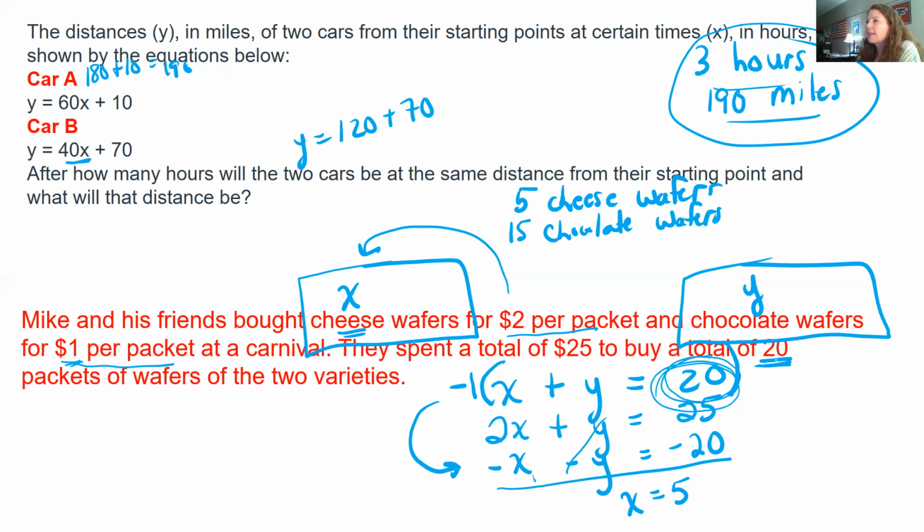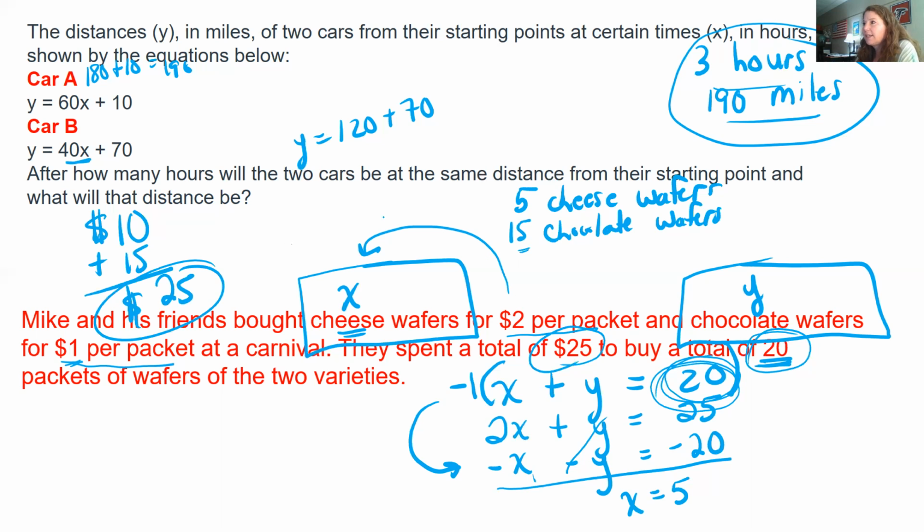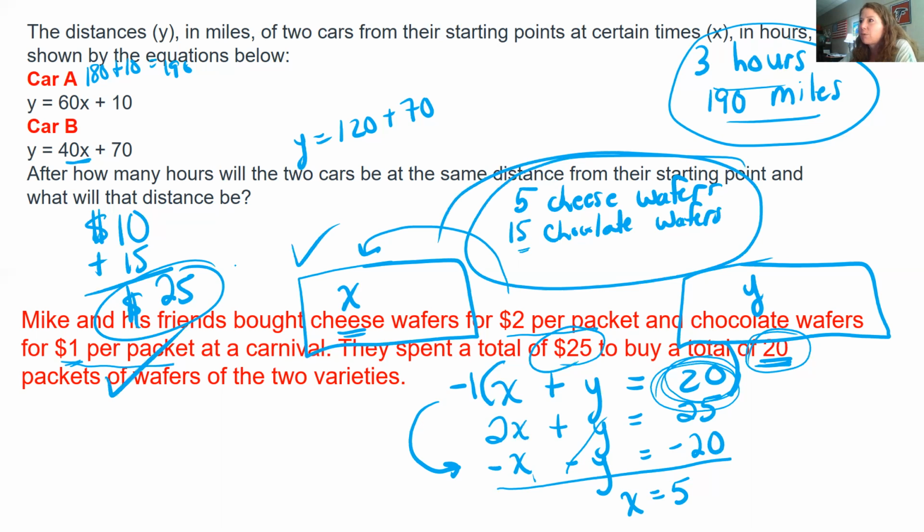All right, so let's double check. Does 5 wafers plus 15 wafers give us a total of 20 wafers? Yes. If we spent $25, well, 5 times 2, these are $2 apiece, is $10 for cheese wafers. The chocolate wafers are $1 each, so 15 times 1 is 15. And does $10 plus $15 equal our total of $25? Yes. So this is the right answer, and I am sure of my answer because I checked my work.